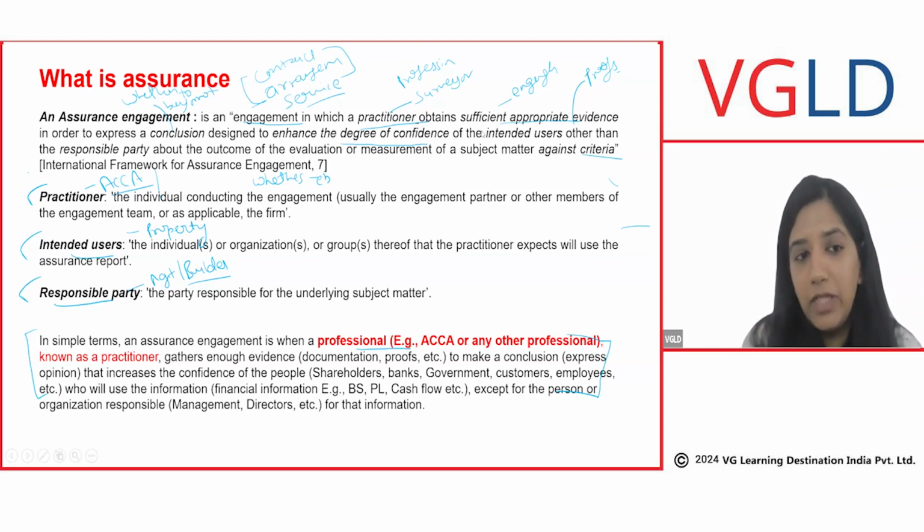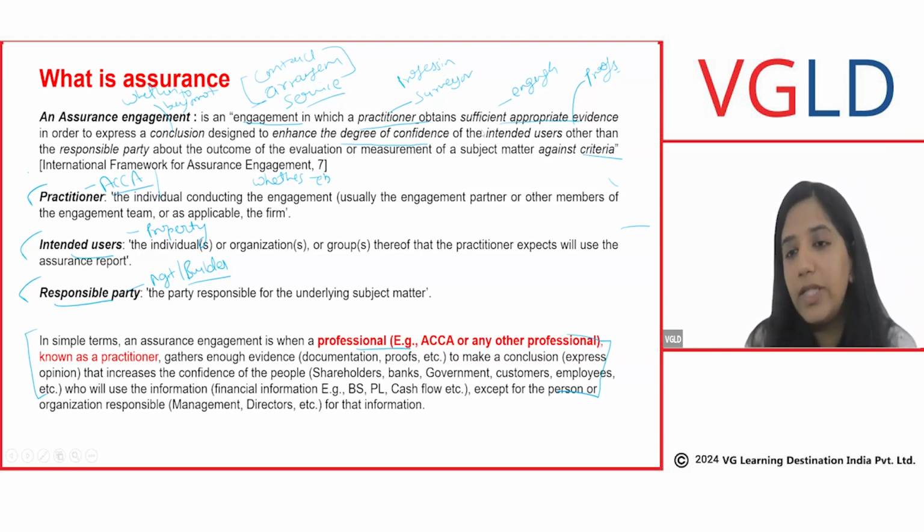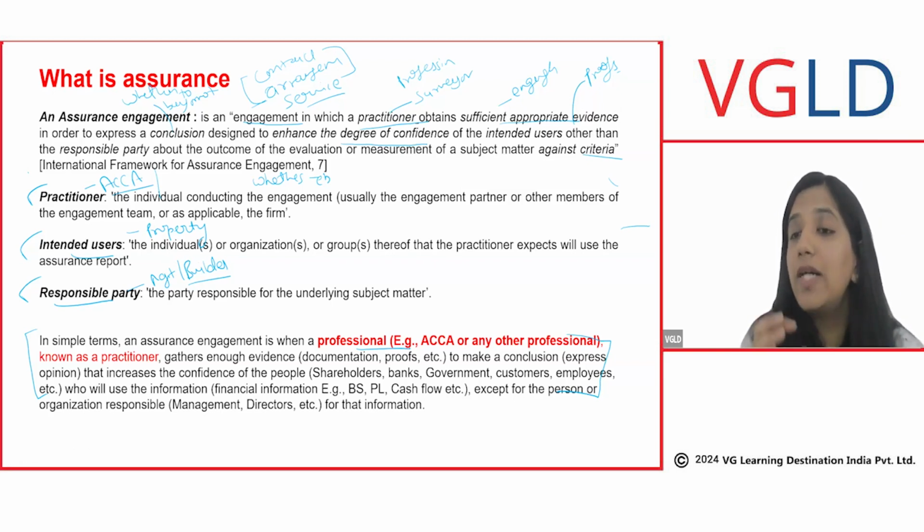Sufficient and appropriate evidence. These three words are very important, and they will keep on coming in your course because everything depends on your evidence. Your sample size will depend on your evidence. Your report, your forming an opinion, everything will depend on your evidence. The extent to which you make your working papers will depend on the kind of evidence you were able to gather. So your evidence should be appropriate.